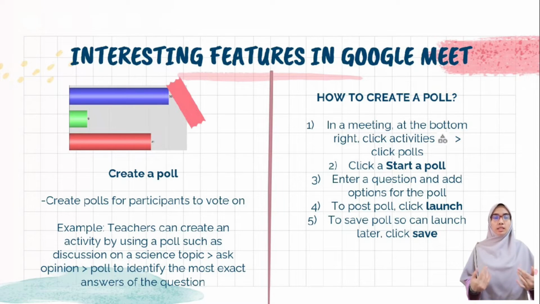So how can the class activity be conducted using the poll? I'll give you an example. Teachers have a discussion on a science topic and then ask for opinions among the students, and lastly use the poll to identify the most exact answer to the question among the students. After that, the teachers can have a discussion to make the students clear about the real answer. And then, how to create a poll in Google Meet.